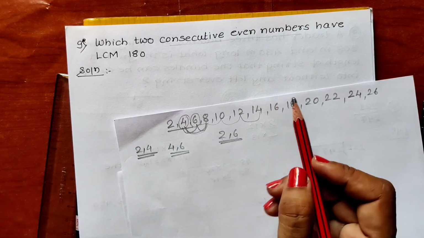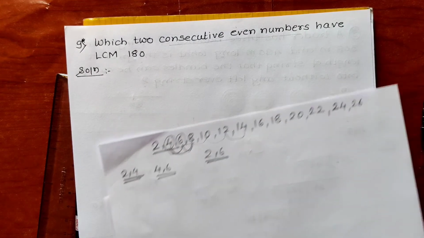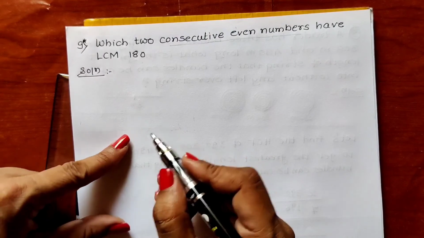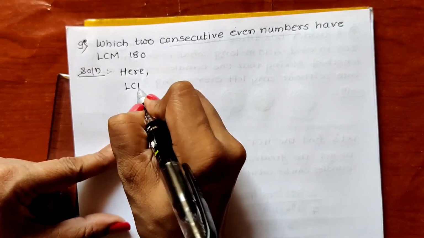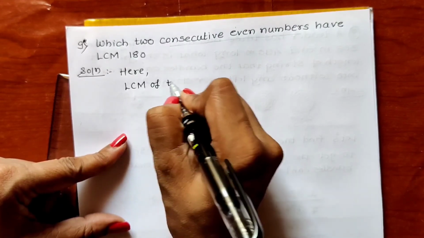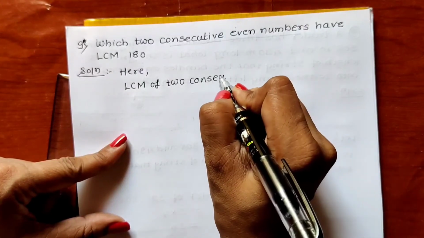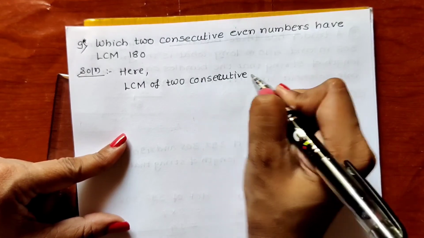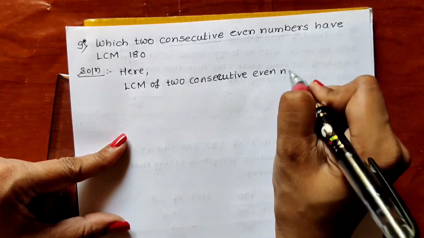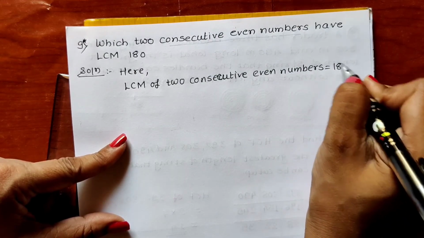So we have to find two consecutive even numbers whose LCM should be 180. So let us see how to solve this sum. So here we have given the LCM of two consecutive even numbers is equal to 180.